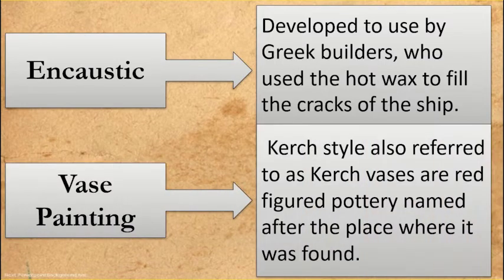2. Encaustic. Developed and used by Greek shipbuilders who used hot wax to fill the cracks of the ship. 3. Vase painting. Kirch style, also referred to as Kirch vases, are red-figured pottery named after the place where it was found. Bell-like, wine container. Lecanis, a low bowl with two horizontal handles and low broad foot. Lebes gamikos with high handles and lid used to carry bridal bath. Crater, bowl used for mixing wine and water.